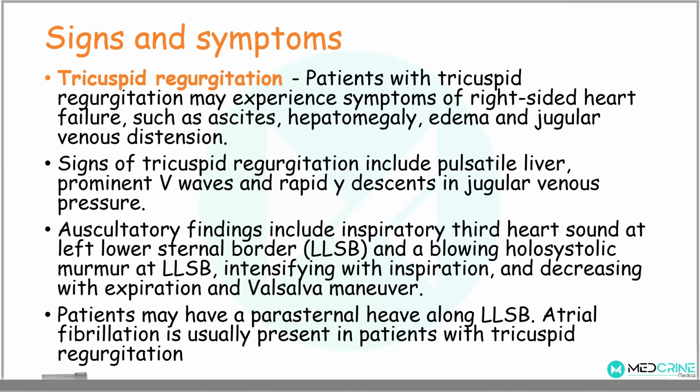Some signs of tricuspid regurgitation may include a pulsatile liver, prominent V-waves, and rapid wide descents in the jugular venous pressure. Auscultatory findings may include an inspiratory third heart sound at the left lower sternal border and a blowing holosystolic murmur at the left lower sternal border, intensifying with inspiration and decreasing with expiration in Valsalva maneuvers.